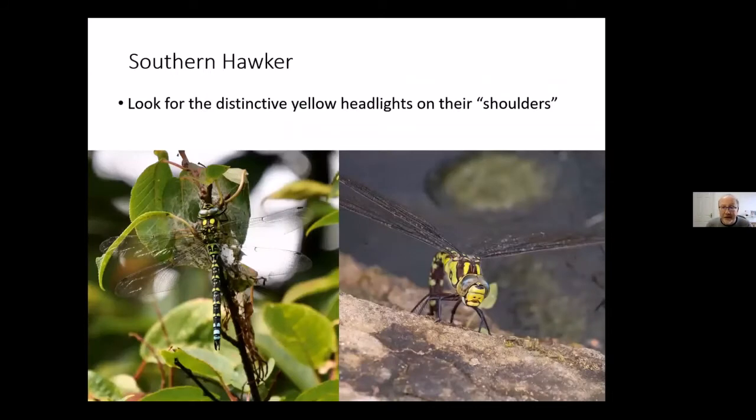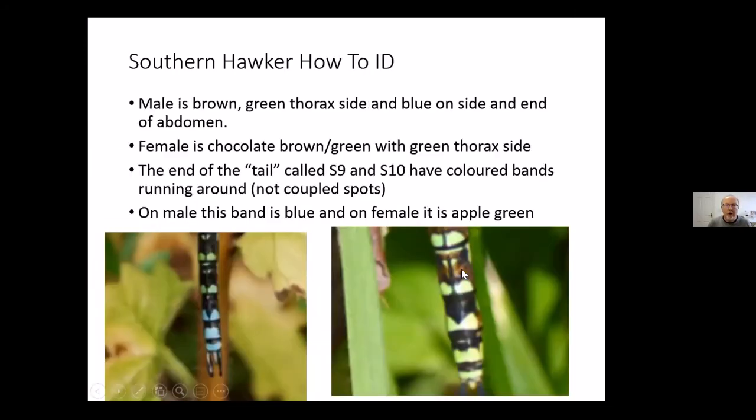They're very easy to identify because they're the only species in the UK that has these yellow headlights on its shoulders. So just get in front of it, let it fly towards you, and if it's got 2 yellow headlights on its shoulders, it's a southern hawker. You can't be mistaking it for something else. There are other species that have a little bit of yellow here, but not like a bold headlight that is very prominent here. So you can't really get this one wrong.